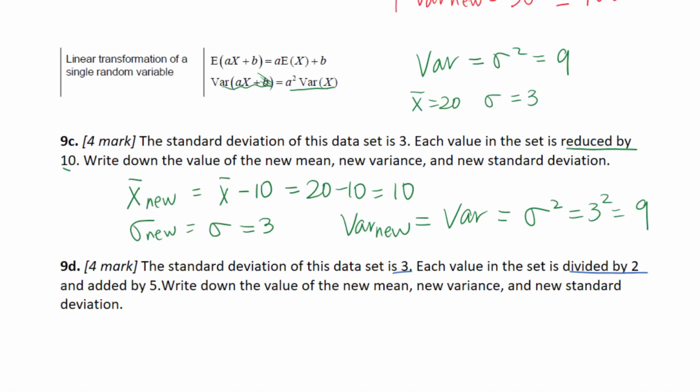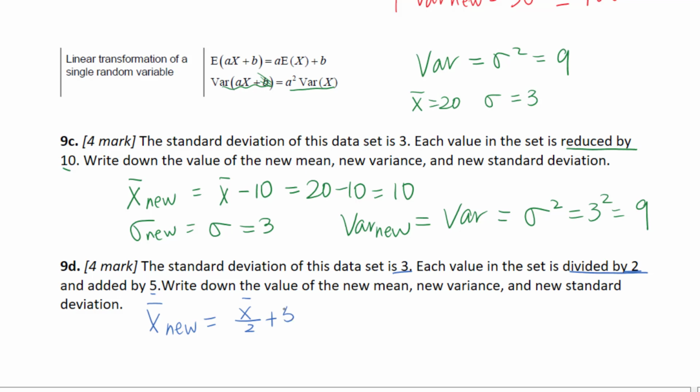For 9d, the standard deviation of this data set is 3. Each value in the set is divided by 2 and added by 5. Write down the value of the new mean, new variance, and new standard deviation. For the new mean, it equals your original mean divided by 2 plus 5. That equals 20 over 2 plus 5, which equals 15.